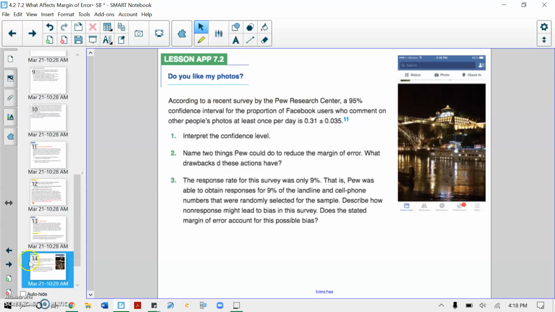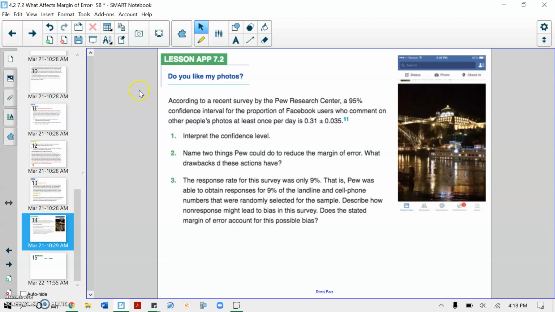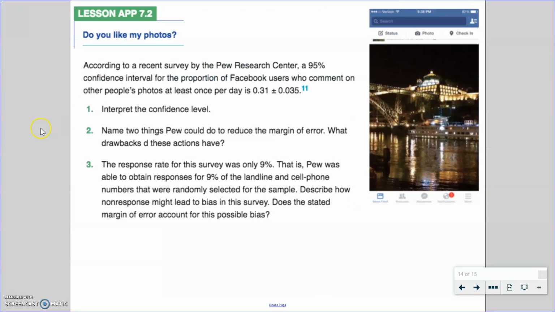Okay, so here is my last slide for today. And let's just kind of talk through it, okay? According to a recent survey by the Pew Research Center, a 95% confidence interval for the proportion of Facebook users who comment on other people's photos at least once a day is 0.31 plus or minus 0.035. Notice how they chose not to use the between this and this. They chose to use point estimate plus or minus the margin of error, right? So you can do confidence intervals either way.